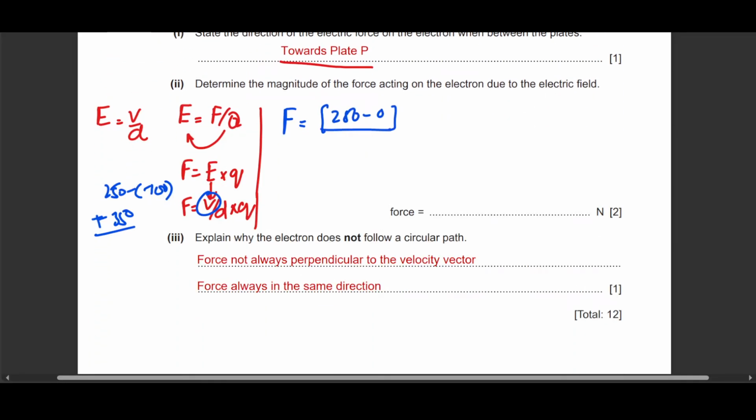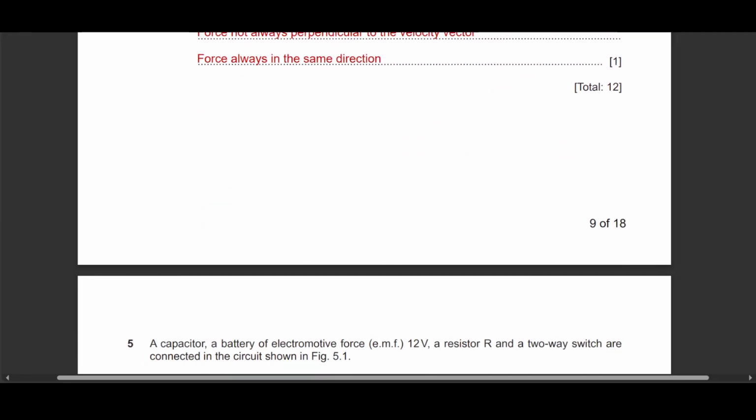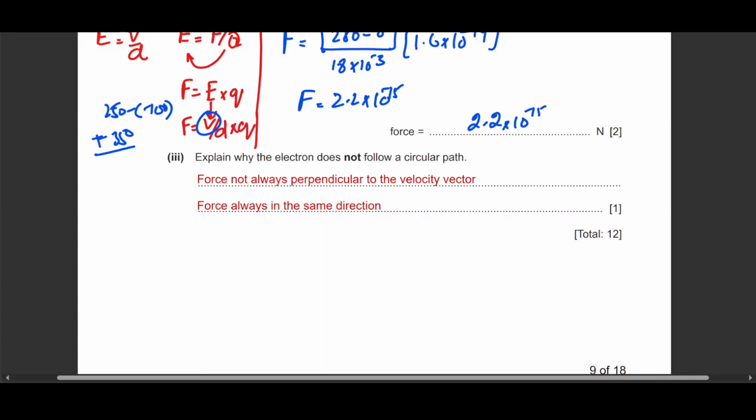I'm writing this out for understanding, divided by the distance, which is 18 into 10 raised to the power minus 3, converting it into meters, multiplied by the charge. Because it's an electron, the electron has a charge of 1.6 into 10 raised to the power minus 19 coulombs, right? So the electric force comes out as, if you solve this, 2.2 into 10 raised to the power minus 15. In the next part, he says, explain why the electron does not follow a circular path.